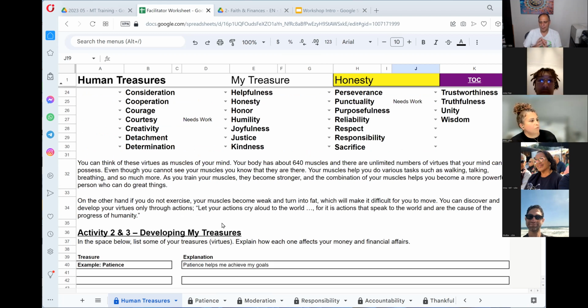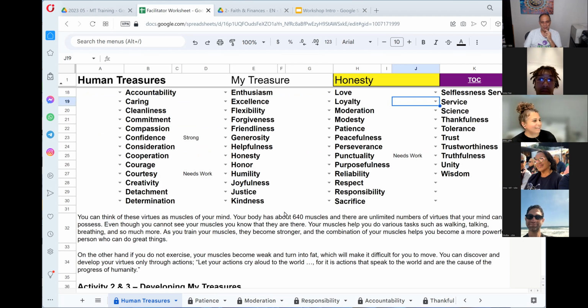Fairly clear. What is the virtue of science? Science is a virtue. I actually have no idea. It's in Abdul-Baha's writing. I'll find it and send it to you. Okay. Yeah, I'll put it actually in the group chat.